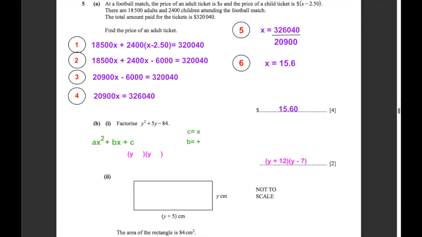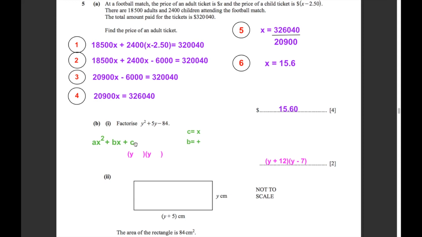Okay. So factorize y squared plus 5y minus 84. So this is basically ax squared plus bx plus c, where a, b, and c are the coefficients. In this case here it's 1, here it's 5, and here's the constant, which is negative 84.